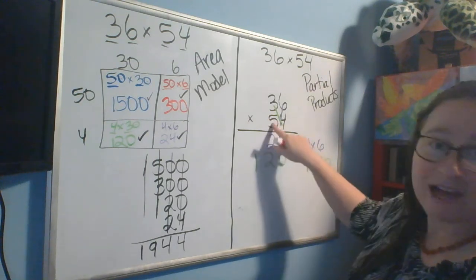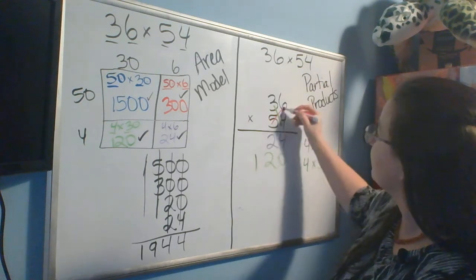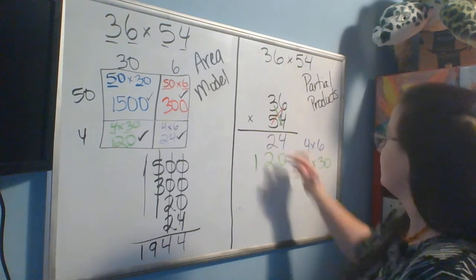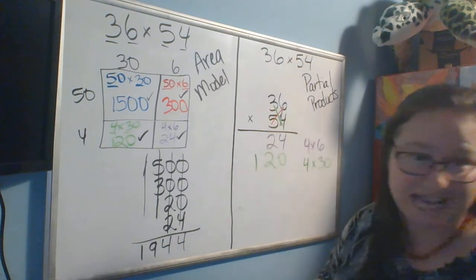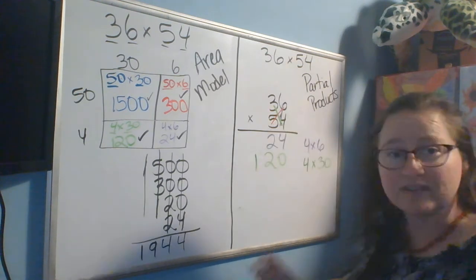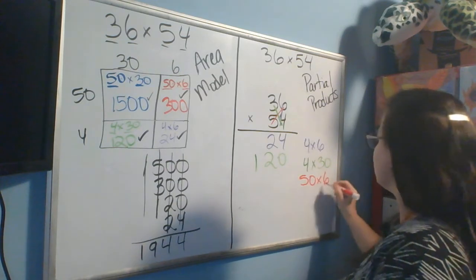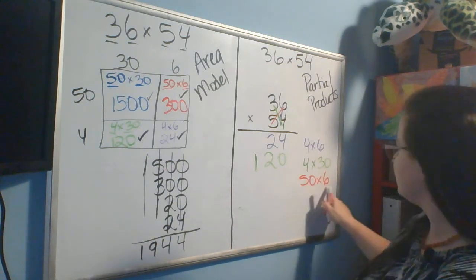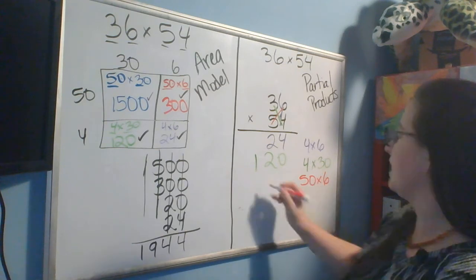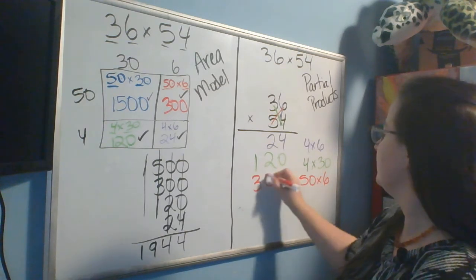Now I've got my 5 here. I'm going to multiply the 5 times the 6. But look, my 5 is in the tens place. So it's not really 5, it's 50. So I'm doing 50 times 6. 5 times 6 is 30, times 10 is 300.